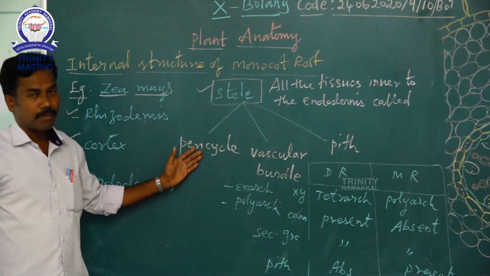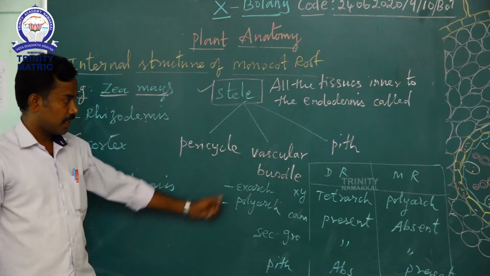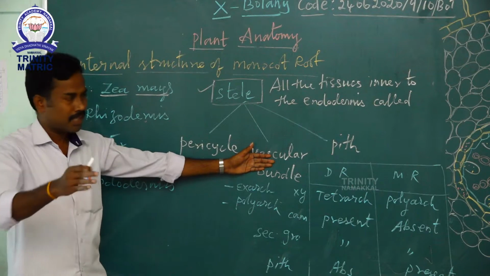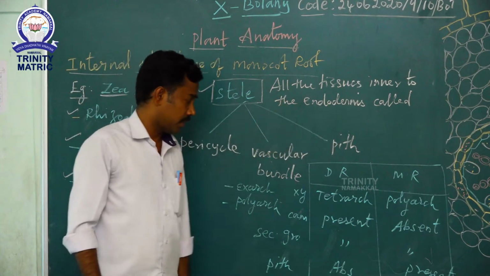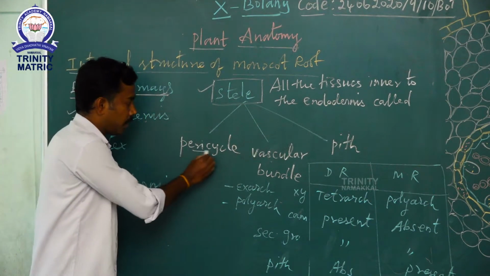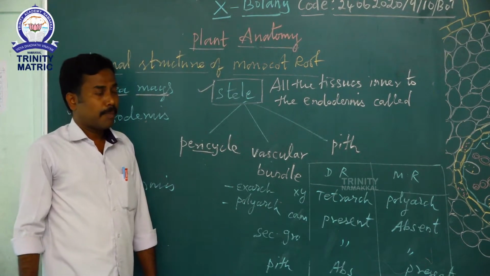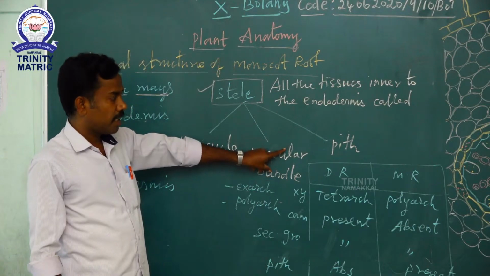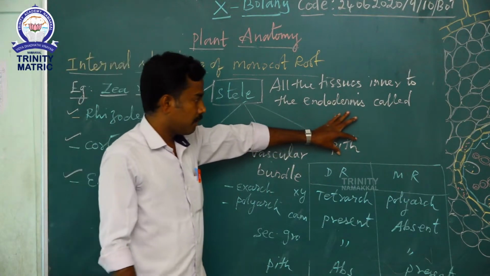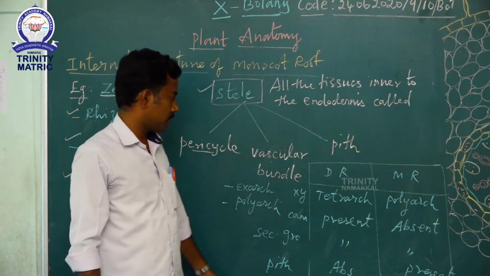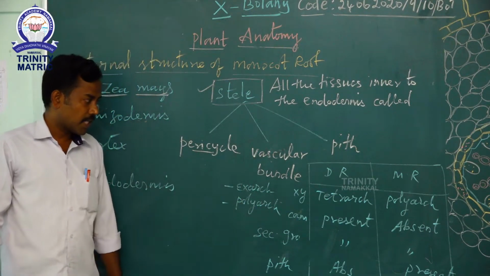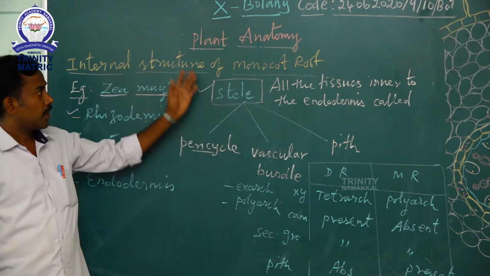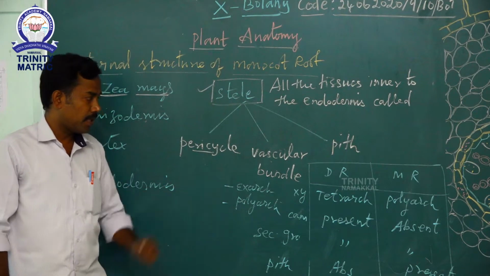The pericycle is the outermost layer of the stele. The second is the vascular bundle, which consists of both xylem and phloem. The third is the pith. The pericycle is also made up of a single layer of parenchymatous cells without intercellular spaces. The pith is made up of parenchymatous tissue. The vascular bundle in the monocot root is generally exarch and polyarch.